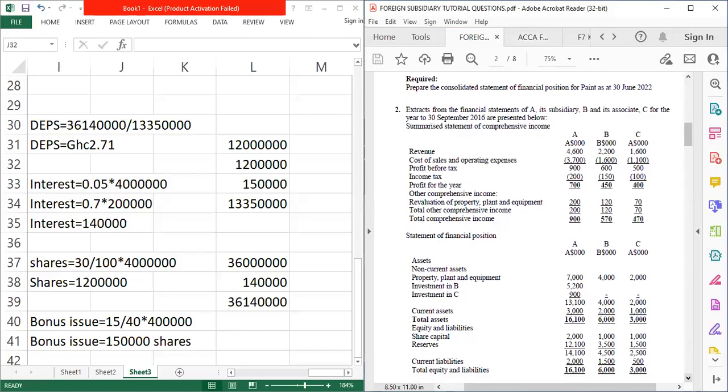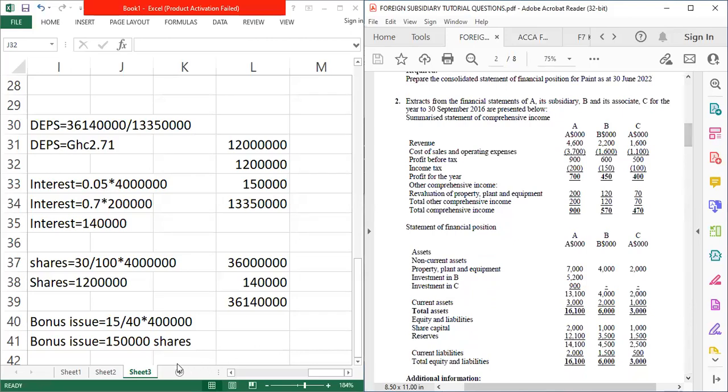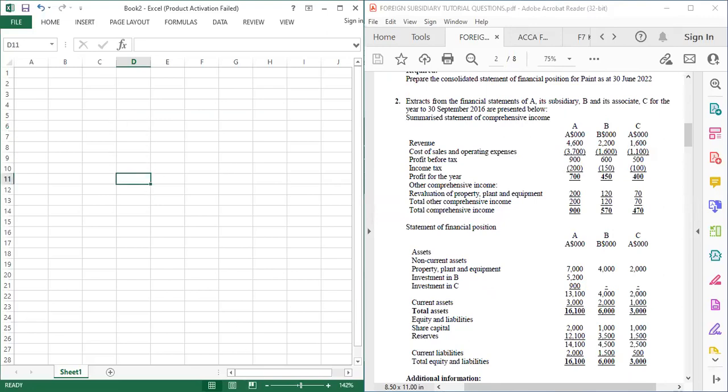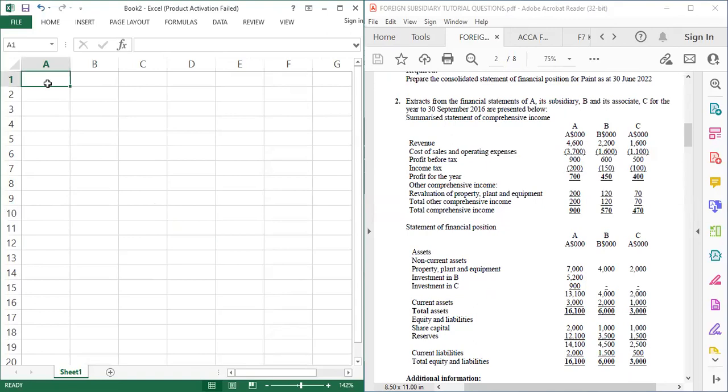So let's look at question 2. Someone should read for us. Okay, someone should read for us first.